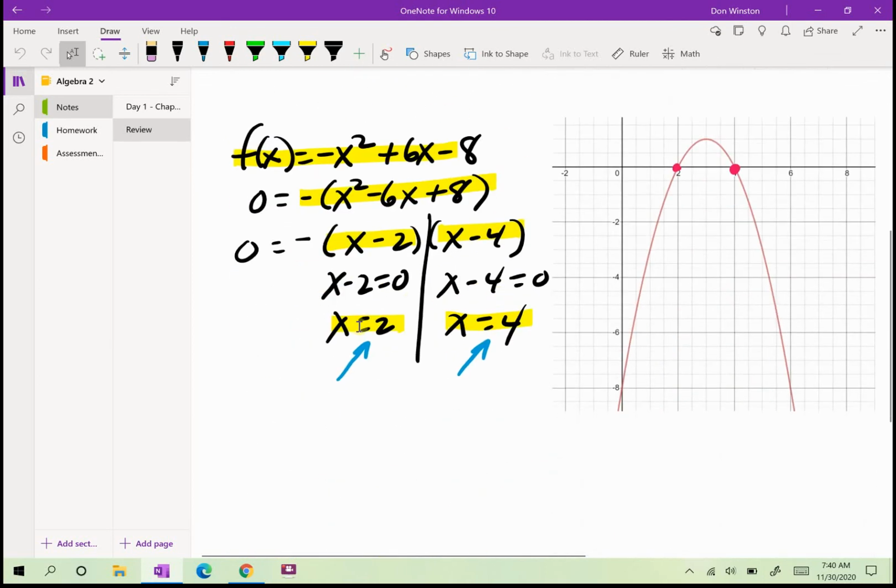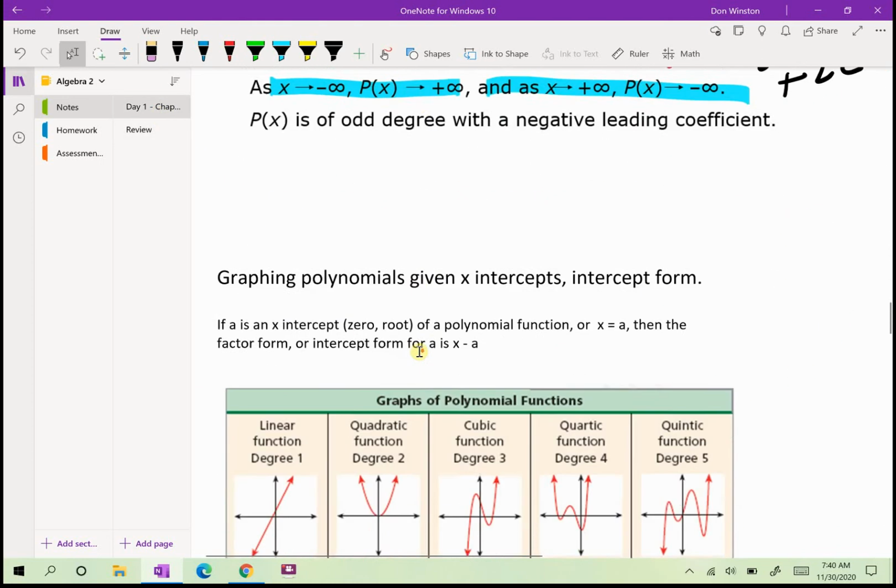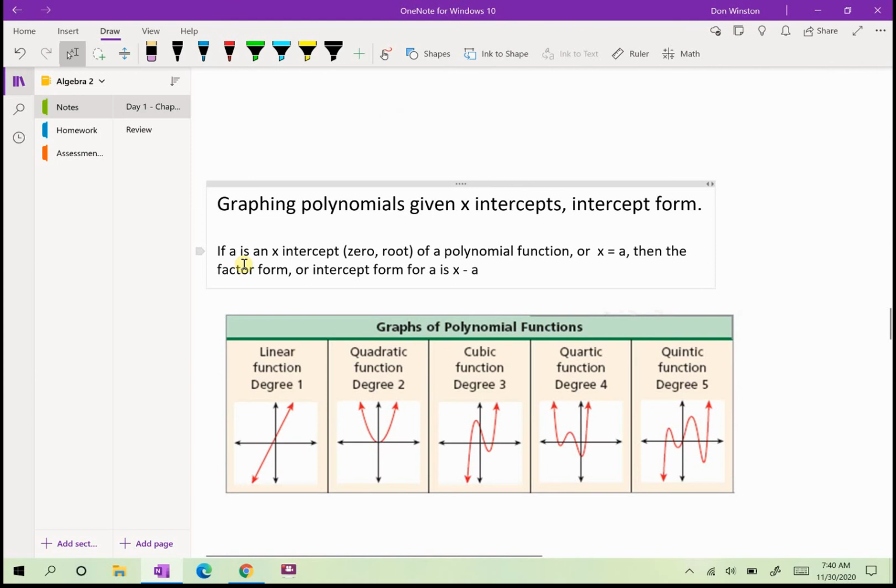Here my zero is x equals 2. My factor would be x minus 2. And here my zero is x equals 4. My factor would be x minus 4. So that's what that was saying. If a is an x-intercept, zero, or root of a polynomial function, or x is equal to a, then the factor form or intercept form for a is x minus a.